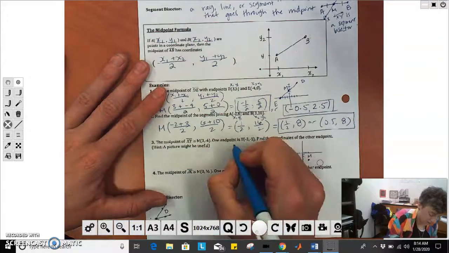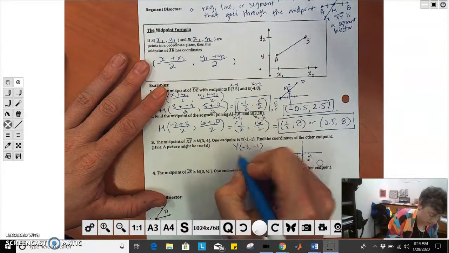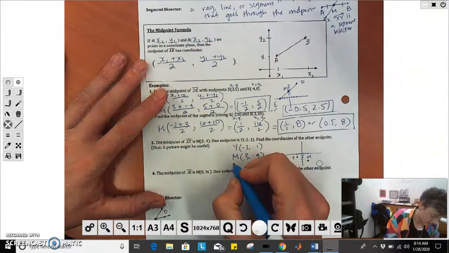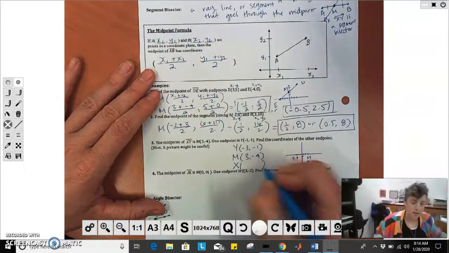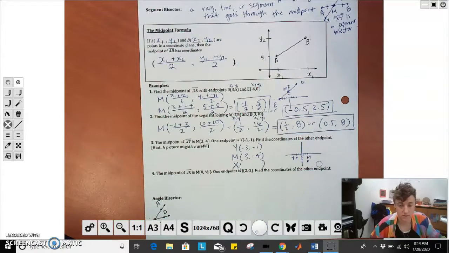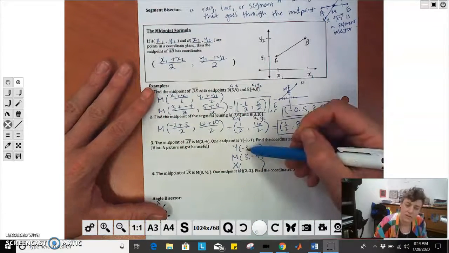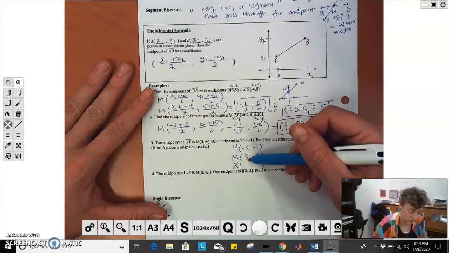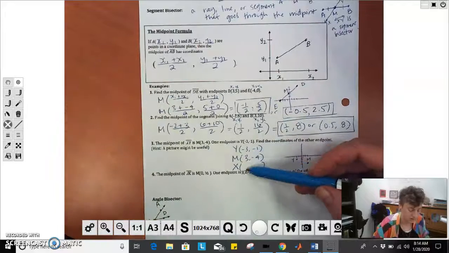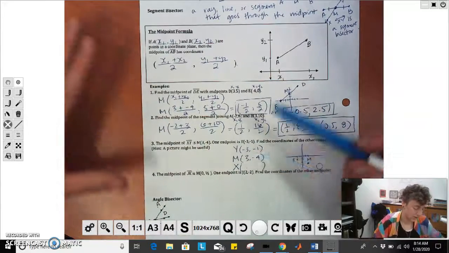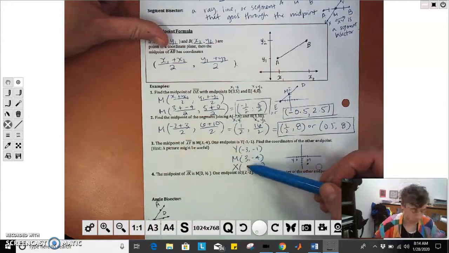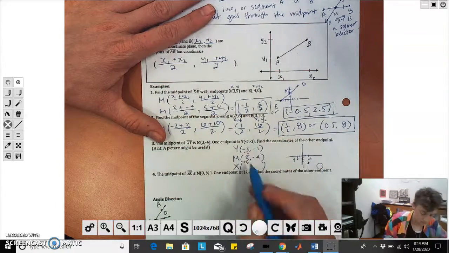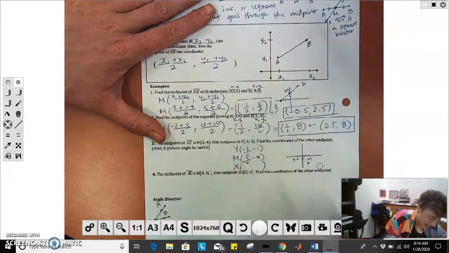Let's stack our points. Y: -3, -1. Our midpoint: 3, -4. Our other endpoint is x. Easiest, fastest way to do this: we want to see how the x's moved to get from the one endpoint to the midpoint, and they're going to move the same amount to get to the next endpoint. So how do we get from -3 to 3? Well, we add 6. So we're going to add 6 again. What's 3 plus 6? That's 9.